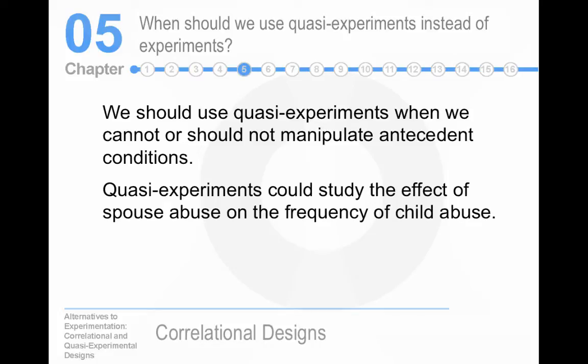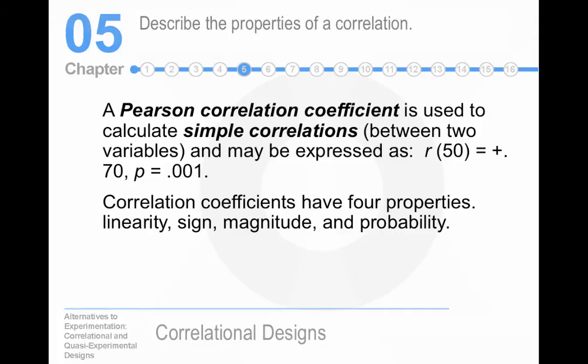When should we use quasi-experiments? Well, when you cannot, or for ethical reasons should not, manipulate antecedent conditions. So again, things like alcoholism or gender or handedness, right-handed, left-handed, those are all quasi-experimental studies. Okay, let's start talking about correlations now.